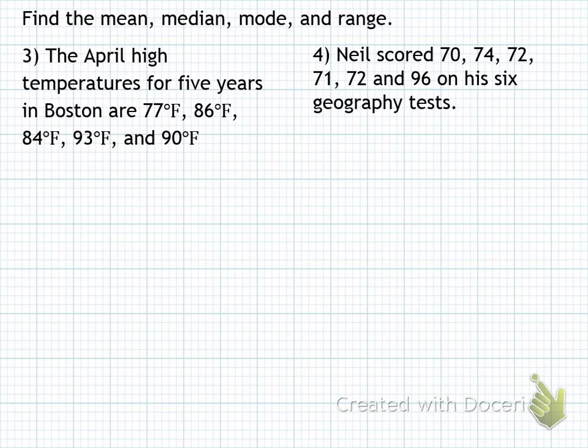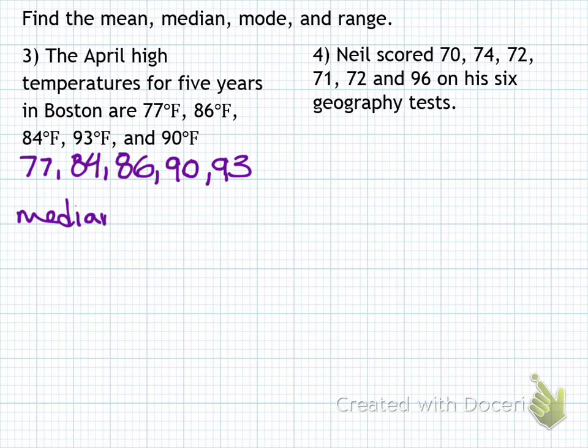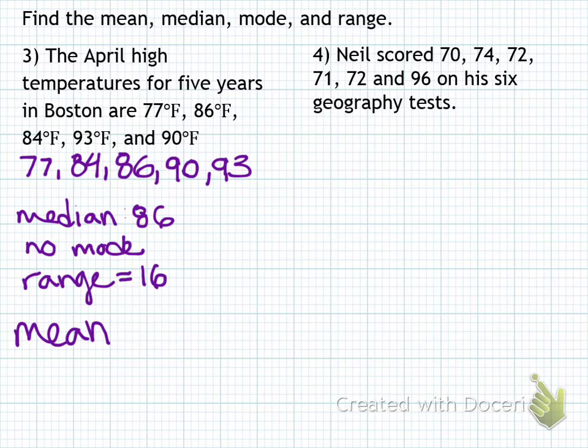Okay, for examples 3 and 4, students did these on their own, but basically it's just the same thing. You would order these from least to greatest and find each of those things. So median you find by looking at the middle number. There's no mode because nothing's repeated. The range is 16, which you find by doing 93 minus 77. And then the mean, if you add them all up, you get 430. Divide that by 5, you get 86.